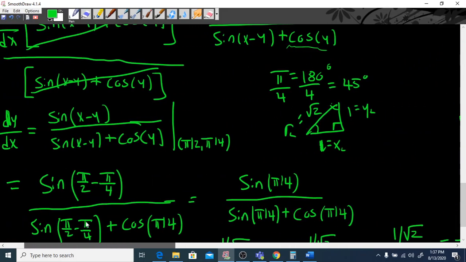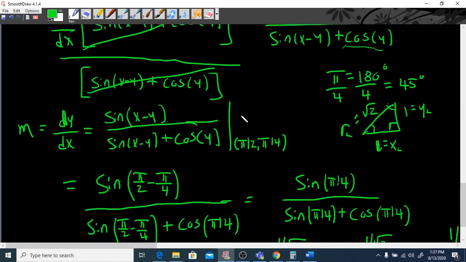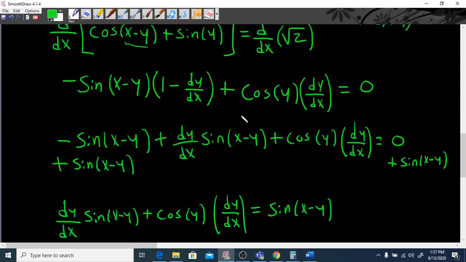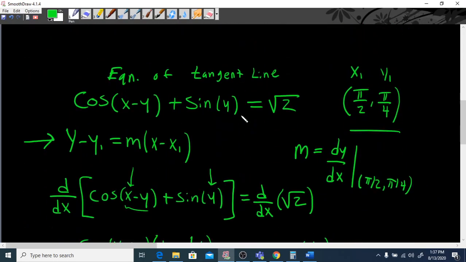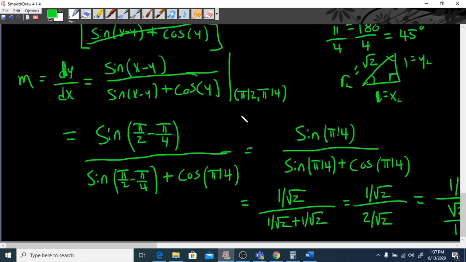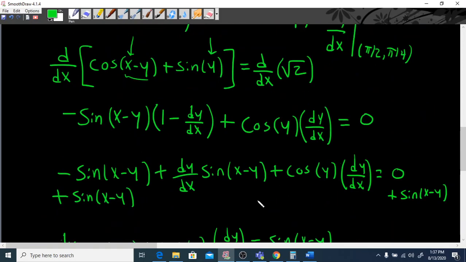So there we go. Slope of the tangent line problem with trig with implicit derivatives. Whew. Yeah. Good. So I'm going to call it.